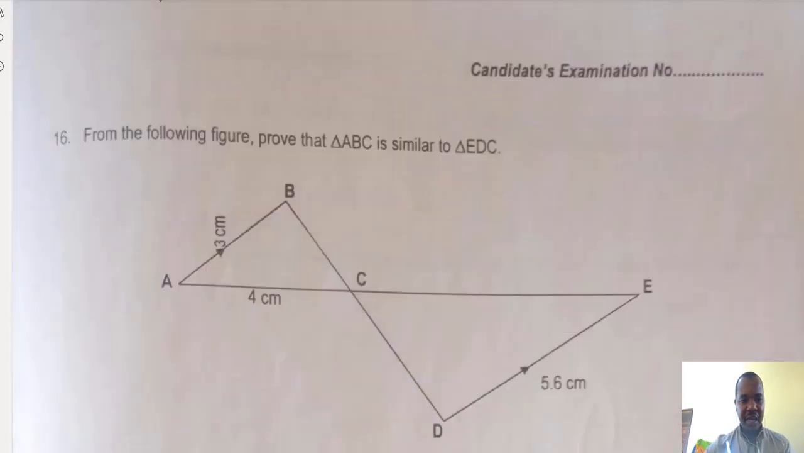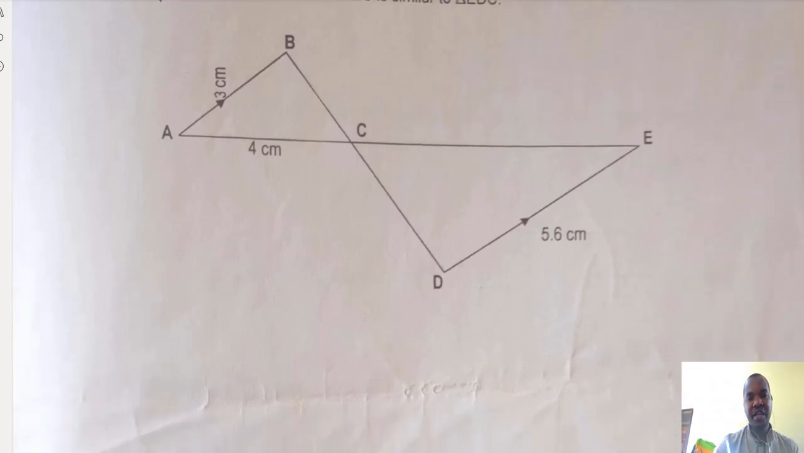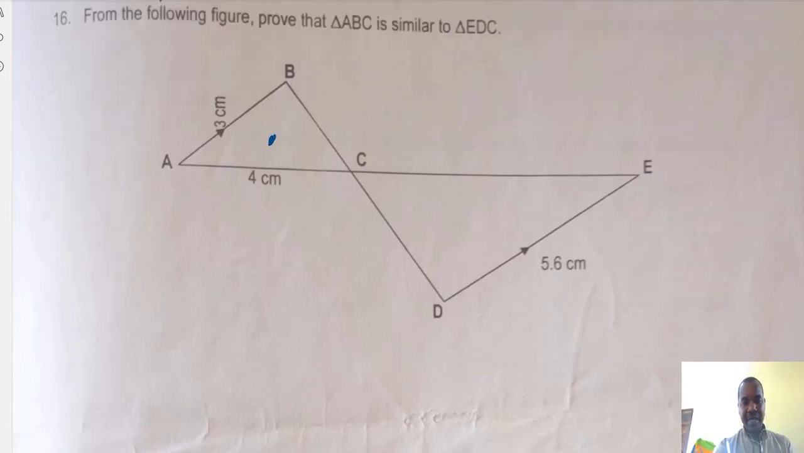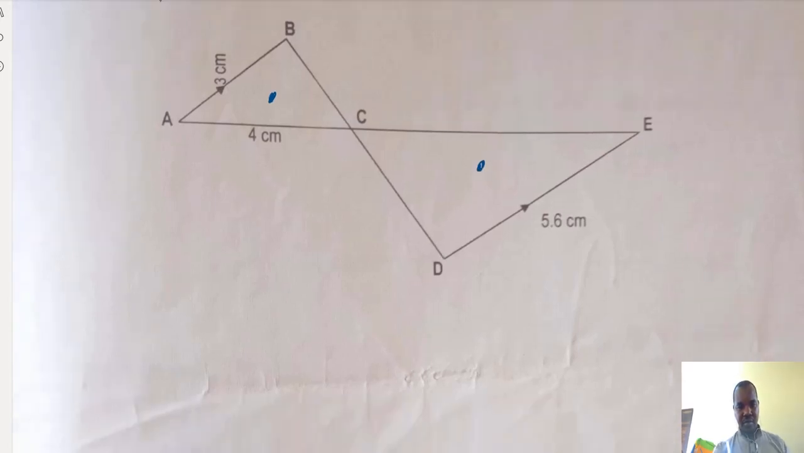We go to question number 16. From the following figure, prove that triangle ABC is similar to triangle EDC. Prove that triangle ABC, this triangle here, is similar to triangle EDC. So actually we know that if two triangles are similar, it means the ratio of corresponding sides are equal and also their corresponding angles are equal.